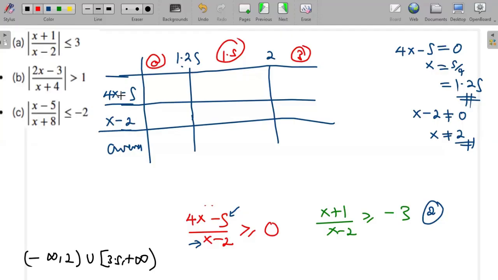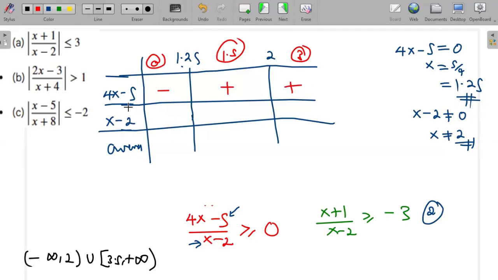So if I put 0 there, I'll just remain with the minus 5, so that is negative. If I put 1.5 there, what do you think I'm going to get? So that would be 4 multiplied by 1.5, and then minus 5. 4 multiplied by 1.5 gives you 6, and then 6 minus 5 gives you a positive, so that would be positive there. And then if I put in 3 there, it will be 4 multiplied by 3, 12. 12 minus 5 will be a positive 7. So I'll put positive there.